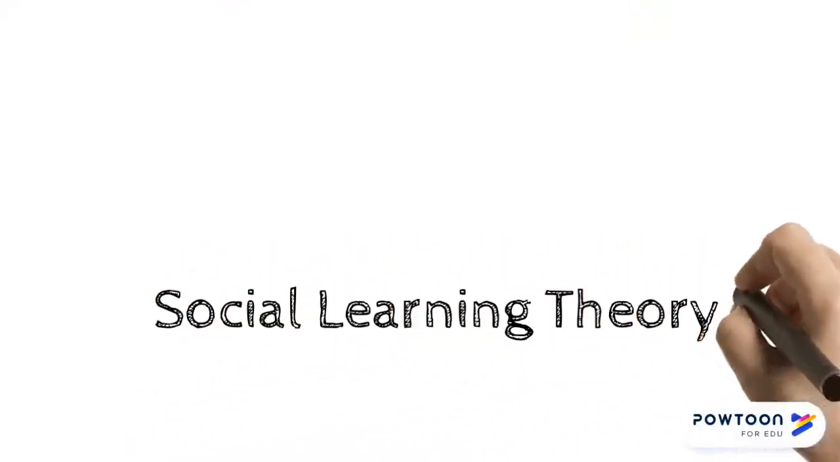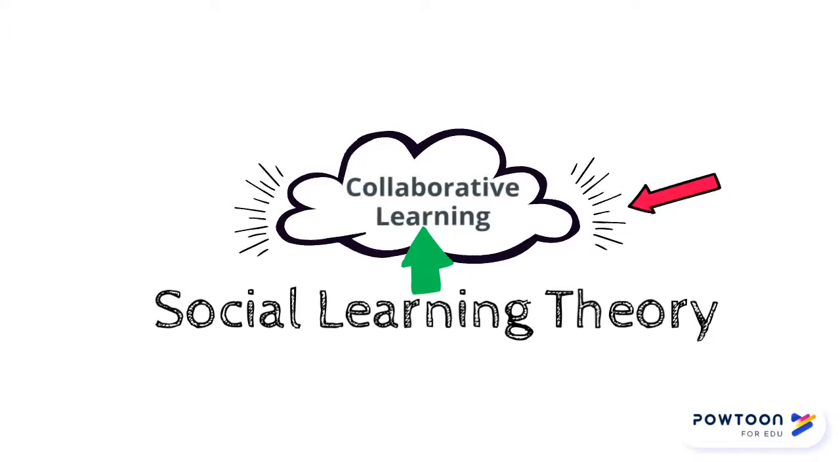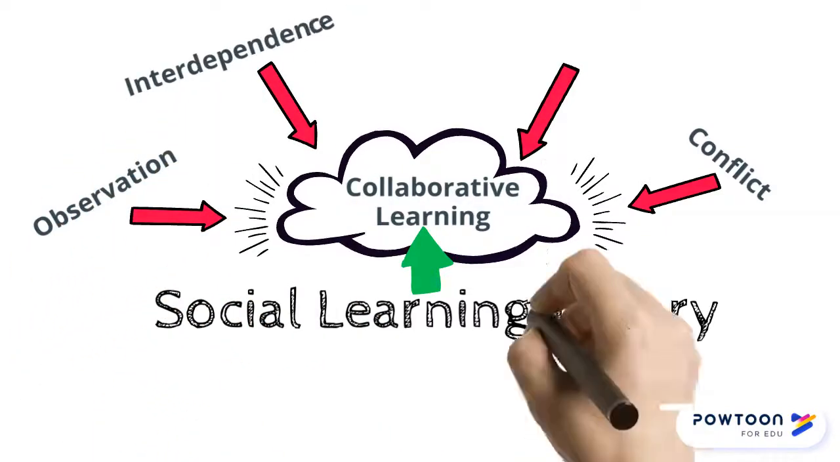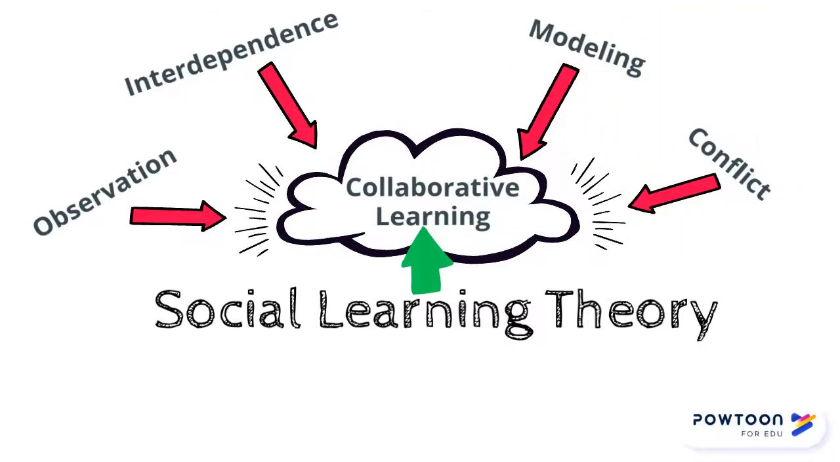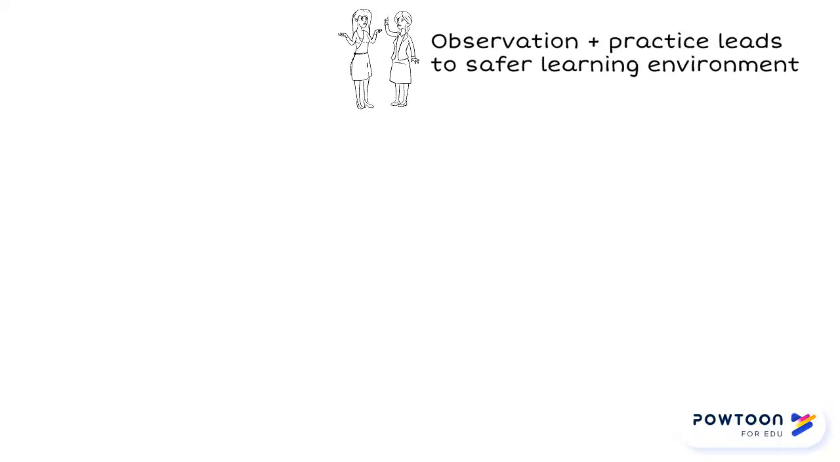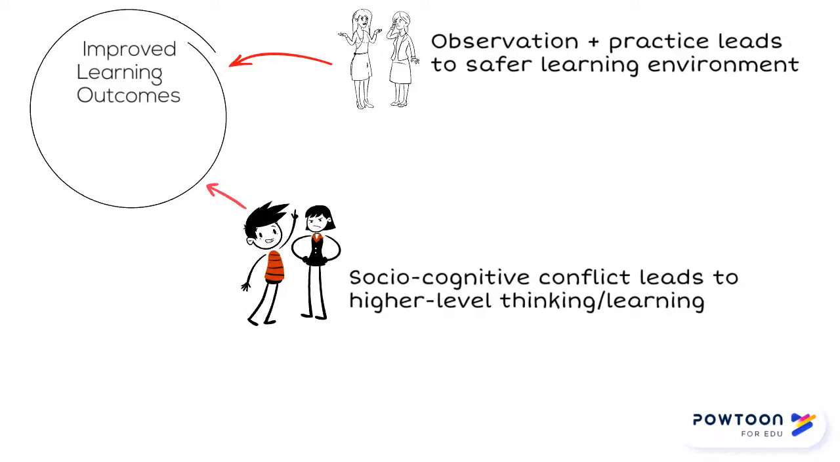Social learning theory can help us understand how collaborative learning works using concepts such as conflict, observation, interdependence, and modeling. Observation allows students to learn from their peers' experiences and errors so that they can avoid those errors when they perform the same task. And learning to manage conflict respectfully enhances students' critical thinking and interpersonal skills. How's that for improved learning outcomes?